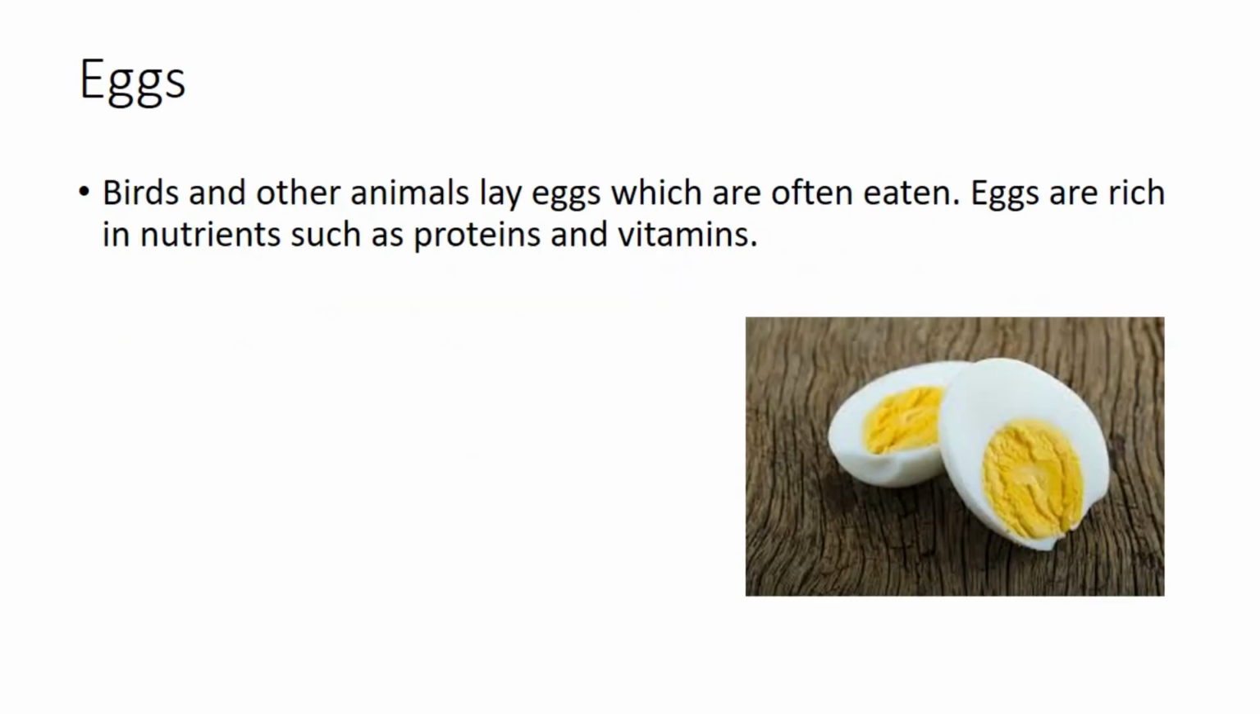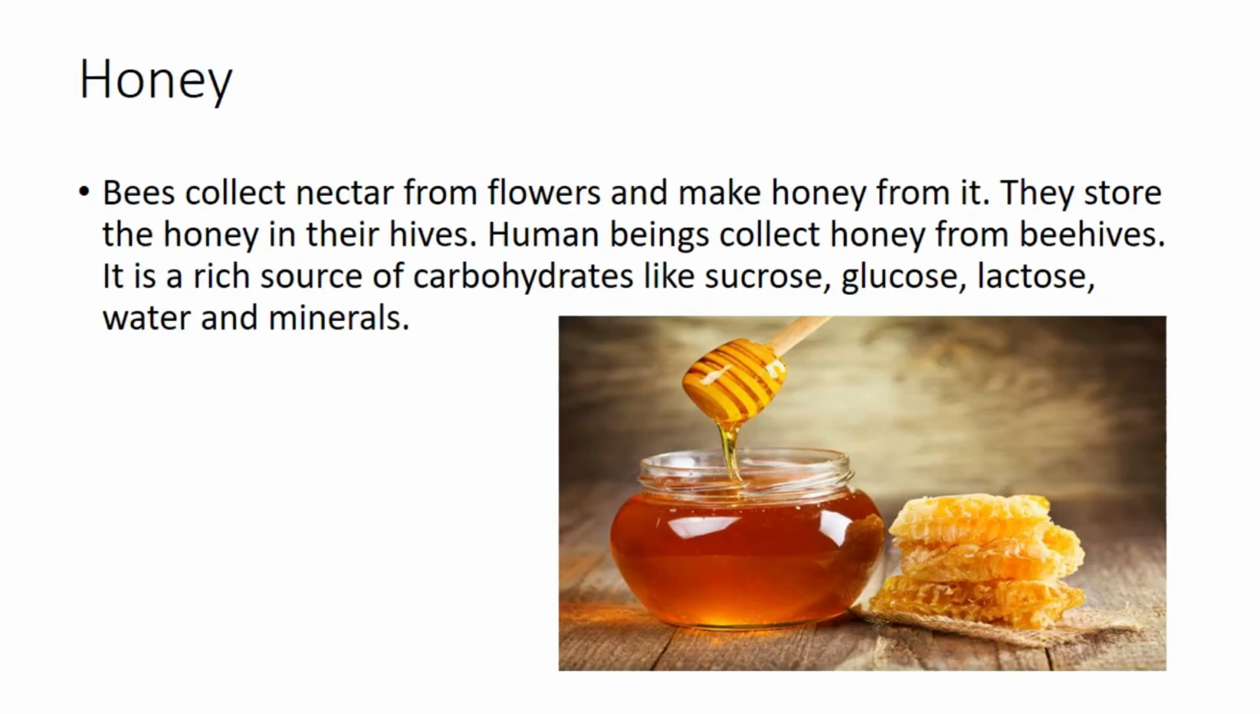The third thing we get from animals is eggs. Birds and other animals lay eggs, which are often eaten. Eggs are rich in nutrients such as proteins and vitamins.